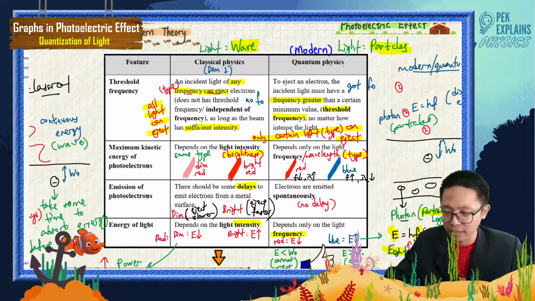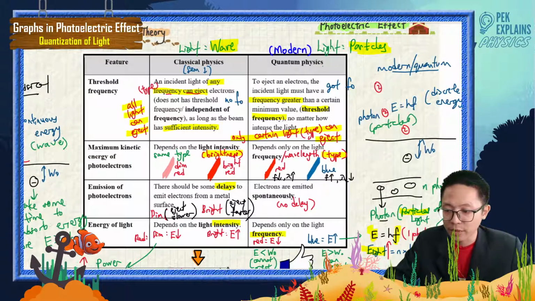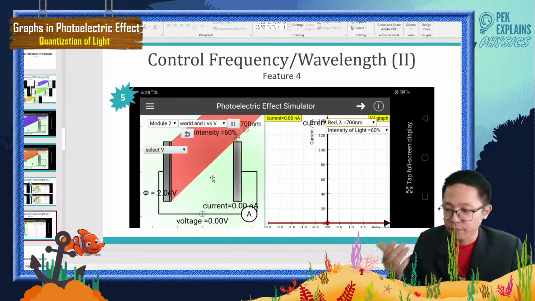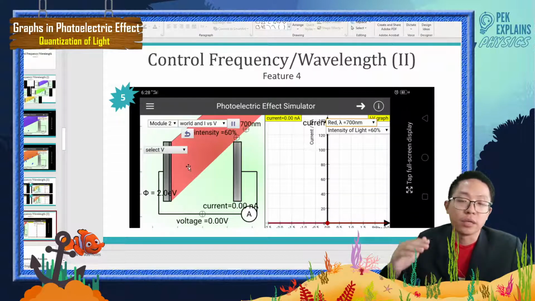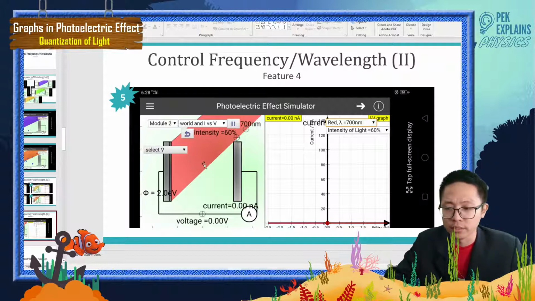So why does the red light just now have no current at all? Because its wavelength is too high, higher than the maximum threshold wavelength. Or we can say the frequency of this light is lower than the minimum threshold frequency required. Or we can say the energy of this incident light is lower than the work function.